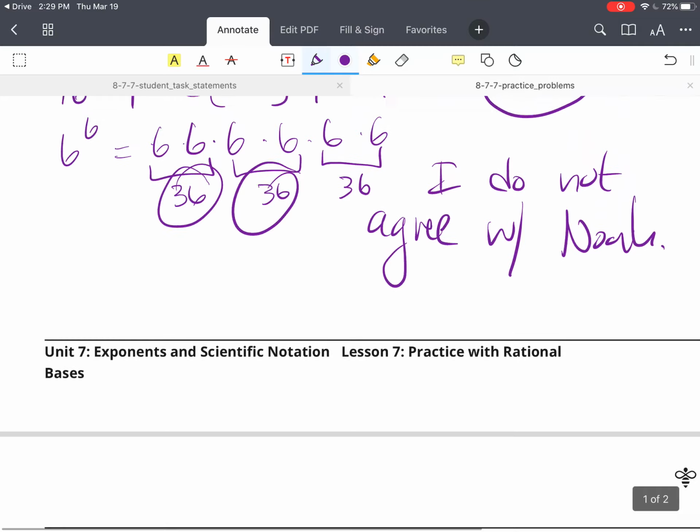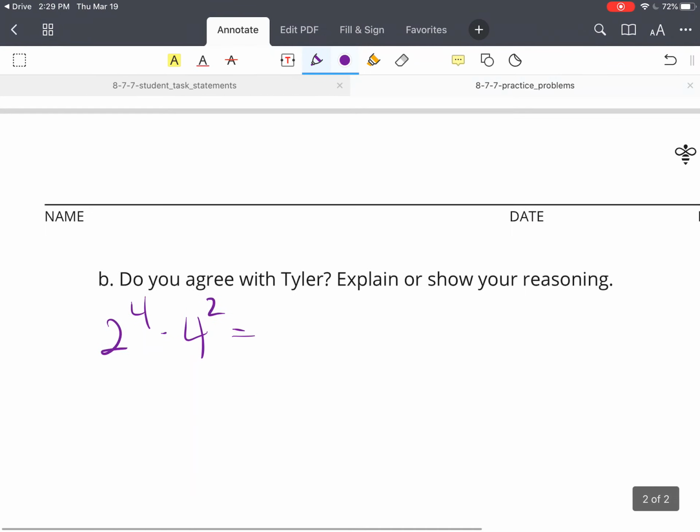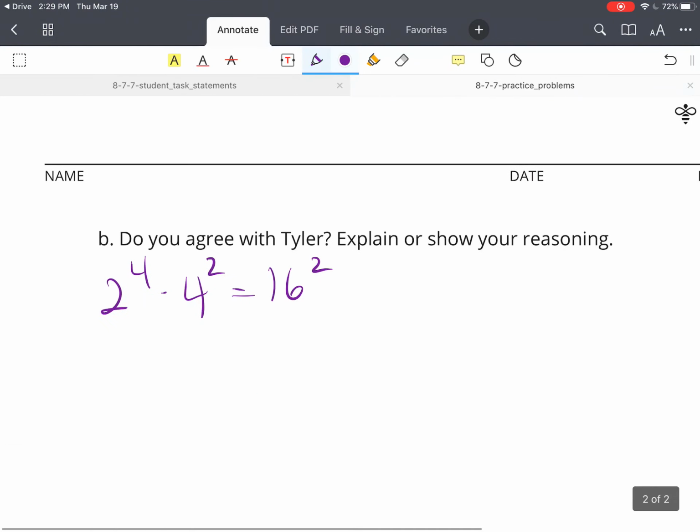2 to the 4th. 2 to the 4th times 4 squared equals what? 16 squared.